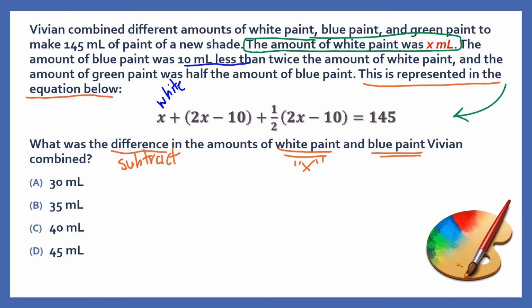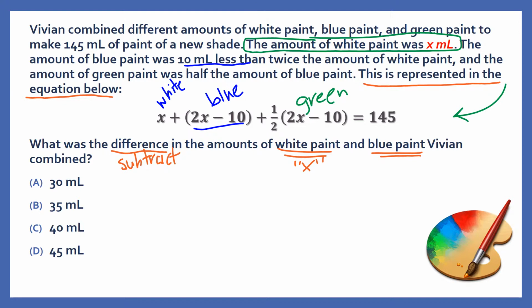So if you look here, 10 less than twice the amount of white paint. This is our blue paint, so I'm going to put blue. And then green paint was half the amount of blue. So I'm going to put this as green. And then I have my total. So that's just going to give me a little clue.